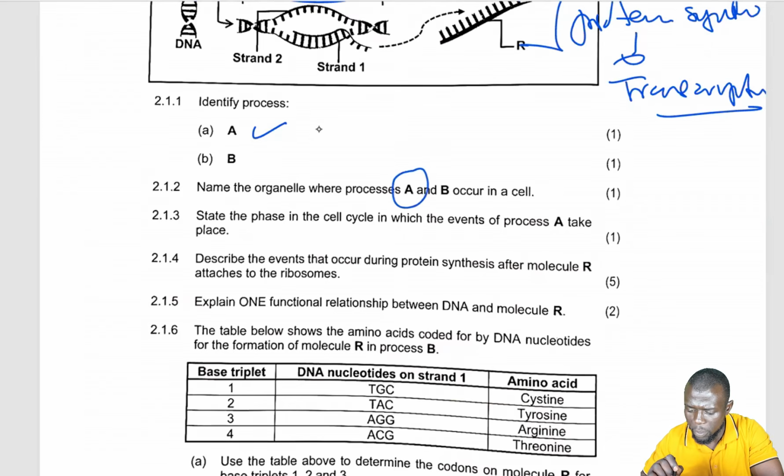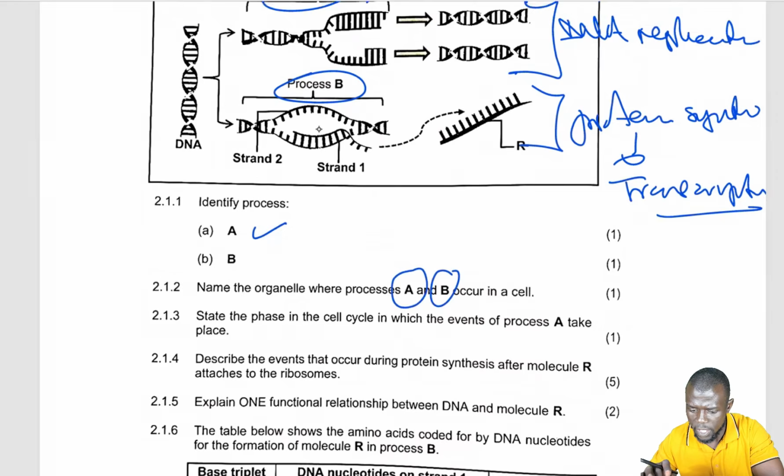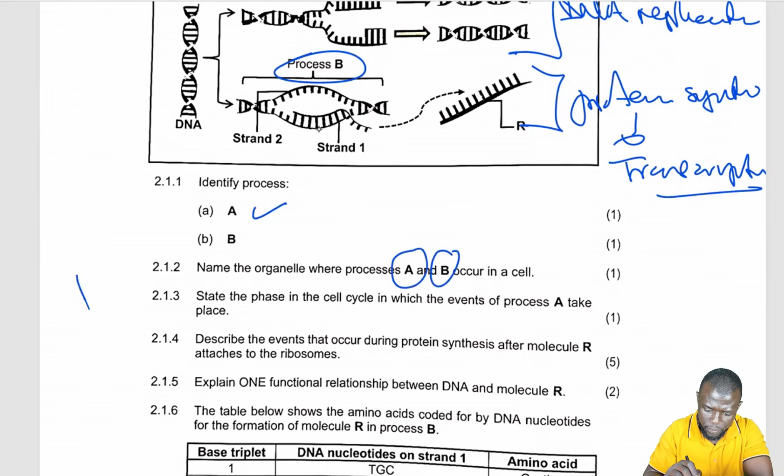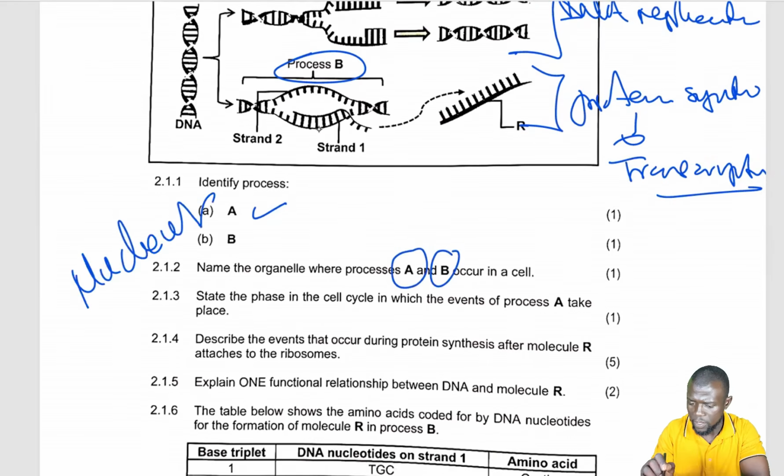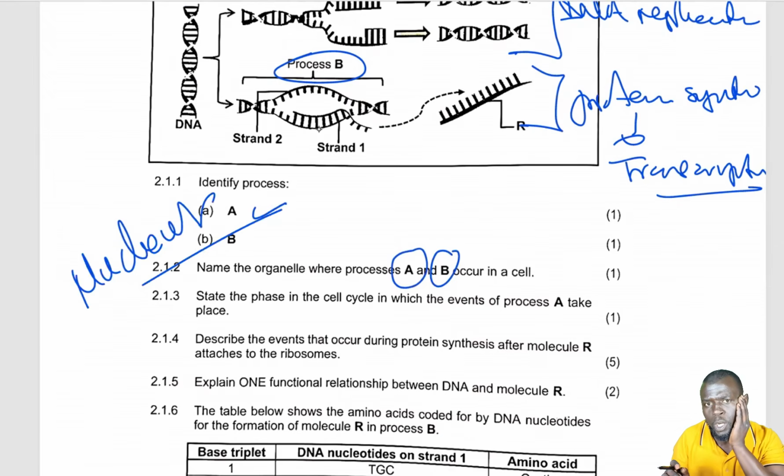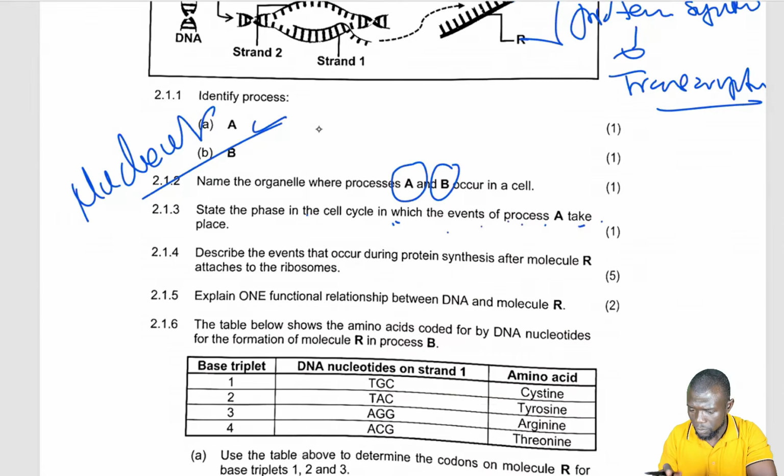Name the organelle where process A and B occur. Process A, that is the nucleus. Basically, we usually talk about only two organelles: the nucleus and the ribosome. Then they ask you to state the phase in the cell cycle in which event A takes place. We say that it occurs during interphase.